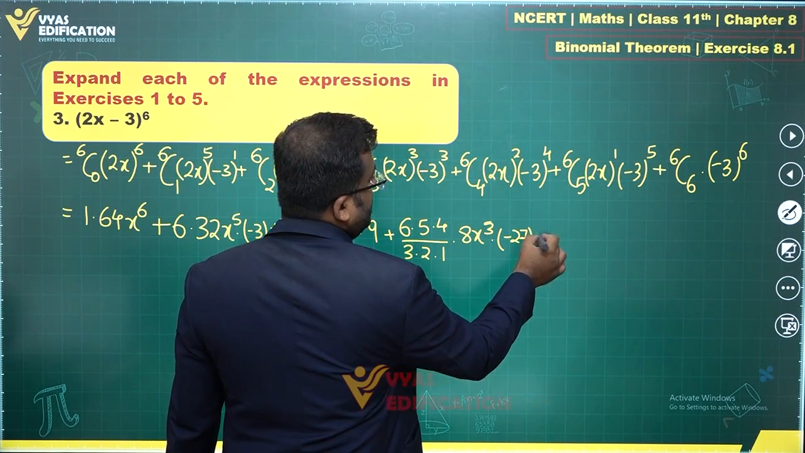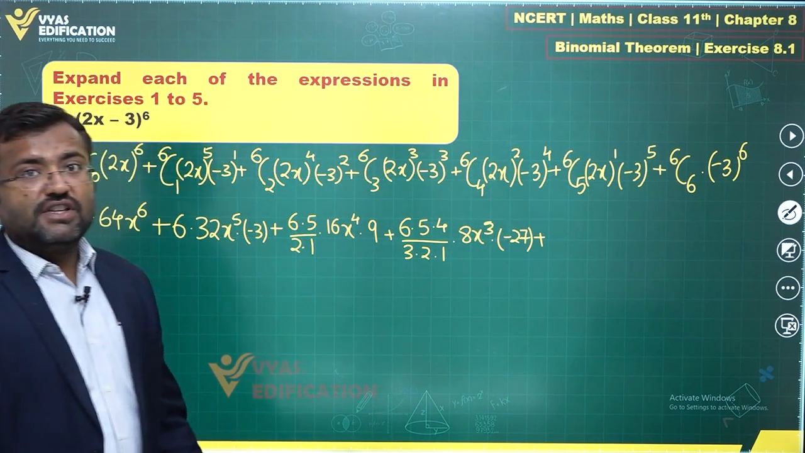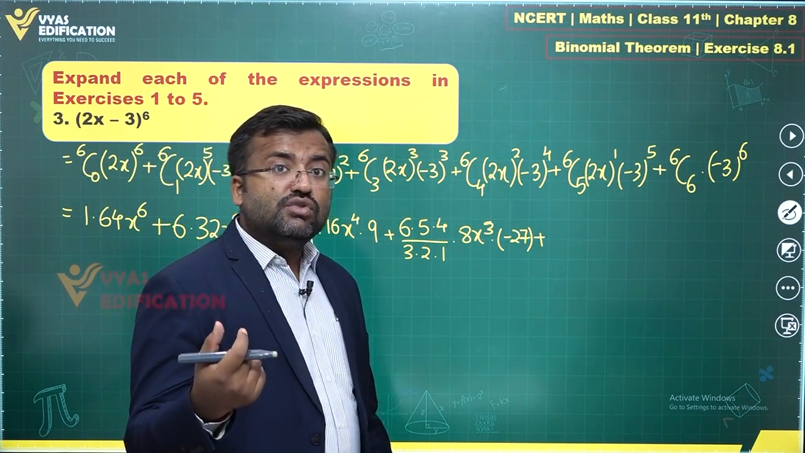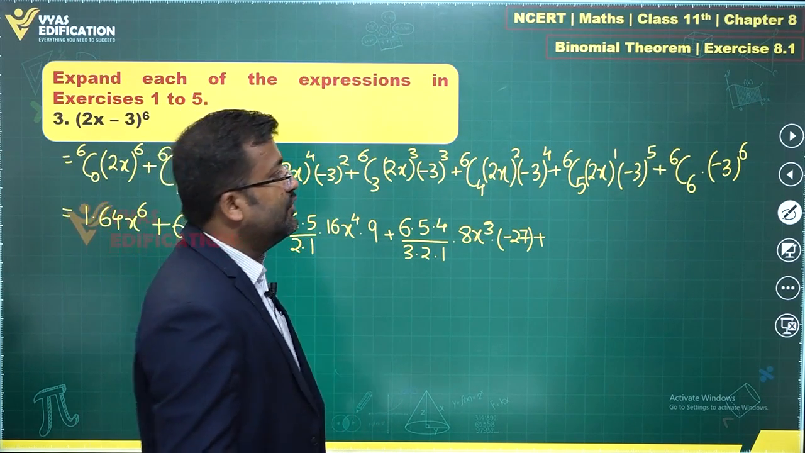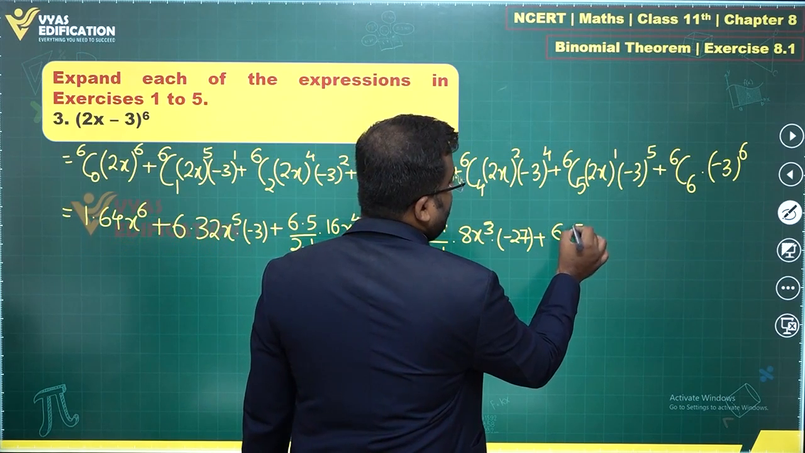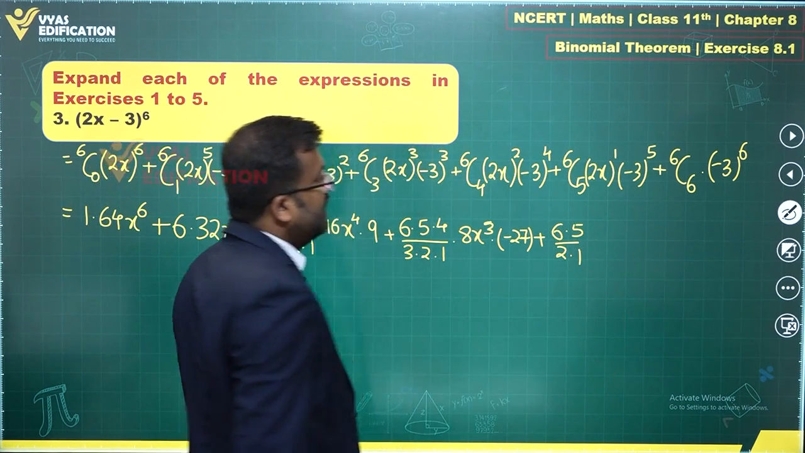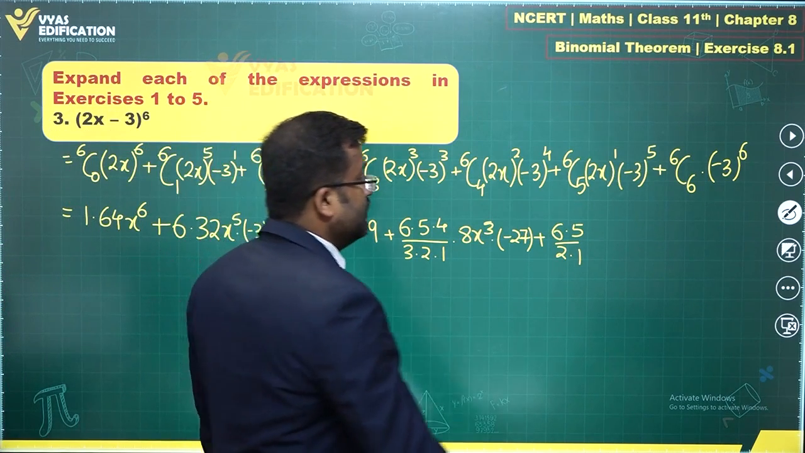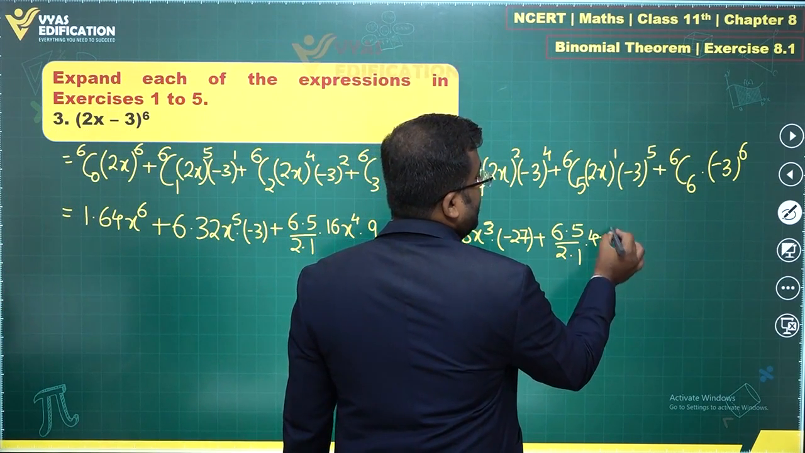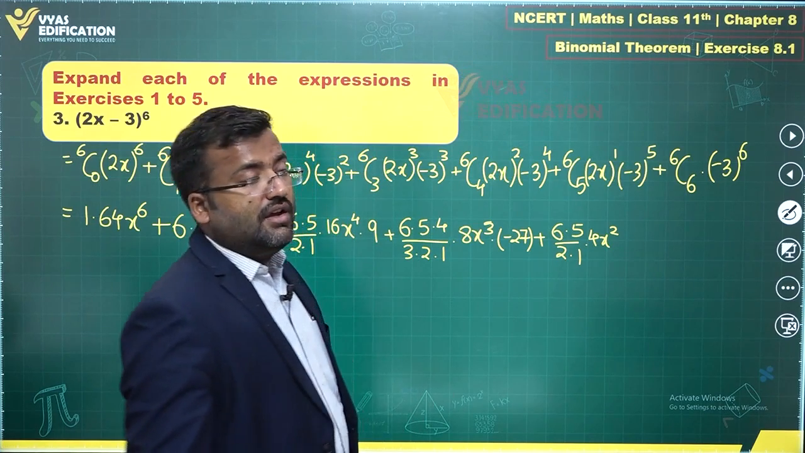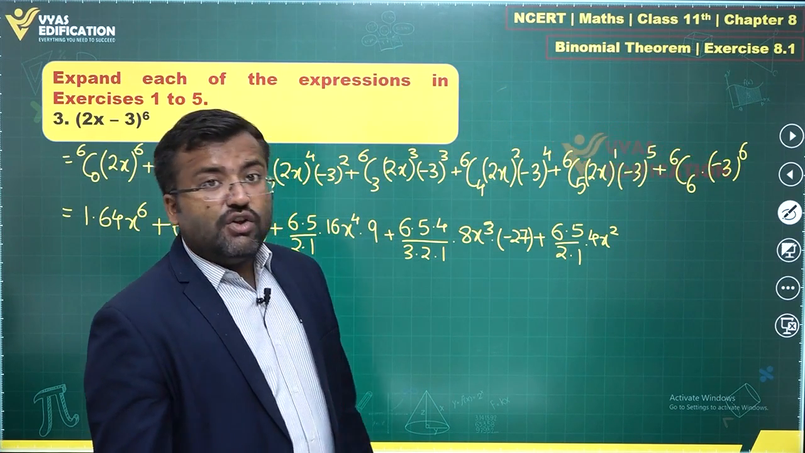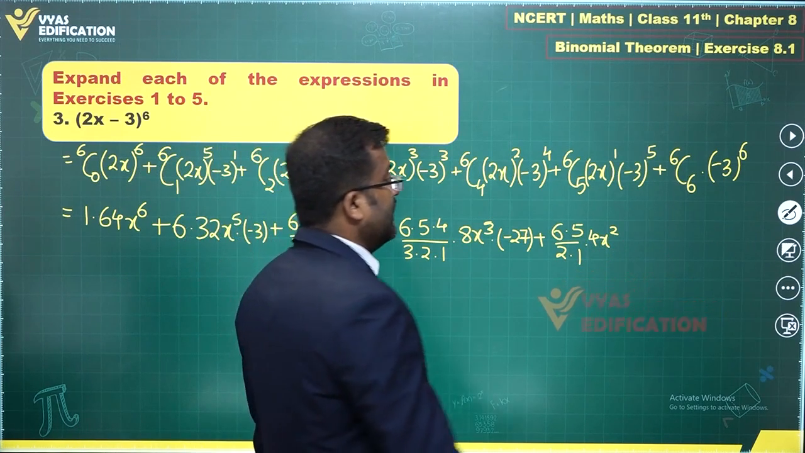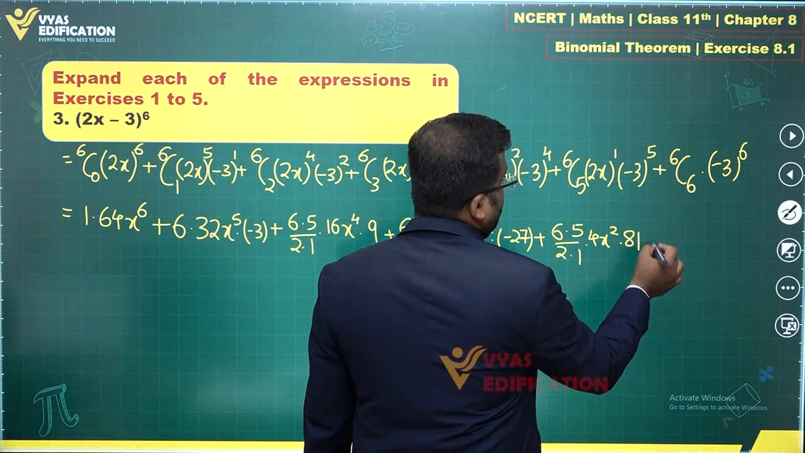What about 6c4? The term of 6c4, this term over here. 6c4 is similar to 6c2. 6c4 is same as 6c2. So this will be 6 times 5 over 2 times 1. What is 2x whole square? 2x whole square will be 2 square times x square. 2 square is 4 and x square. This is what you have, right? What else? Minus 3 whole power 4. This will be positive 3 power 4. 3 power 4 is 81. So this will be 81 multiplied over here.